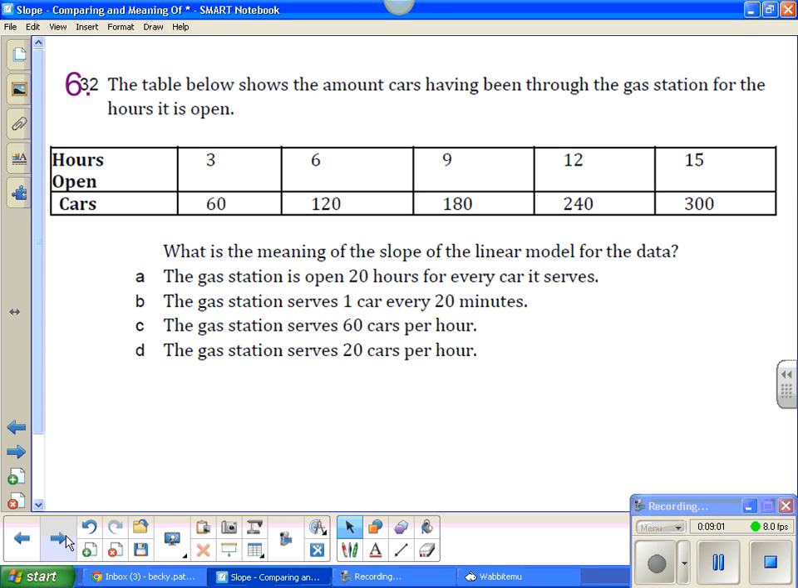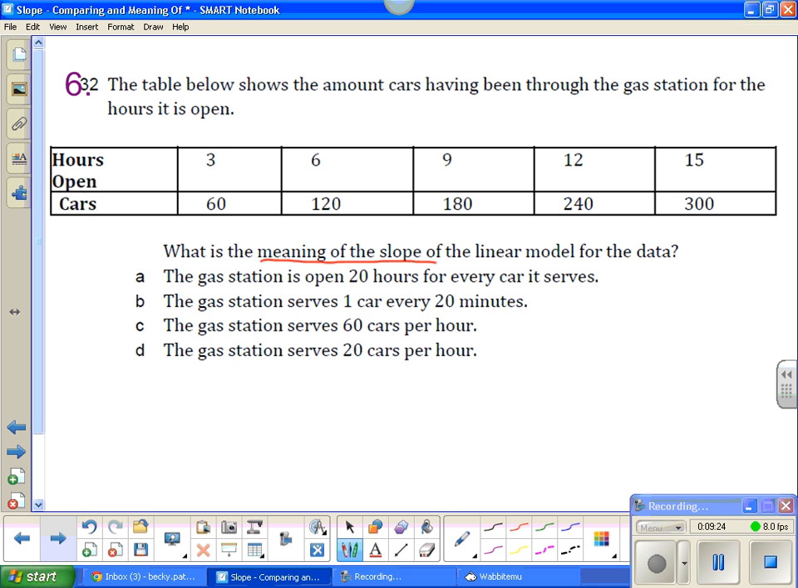The table below shows the amount of cars having been through the gas station for the hours it is open. So if it's been open 3 hours, they've had 60 cars. If it's been open for 6 hours, they've had 120 cars. If it's been open for 15 hours, they've had 300 cars. It says, what is the meaning of the slope?